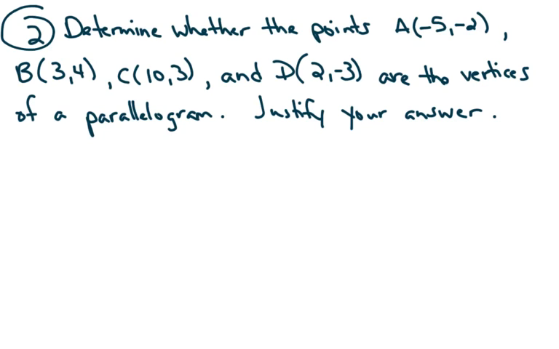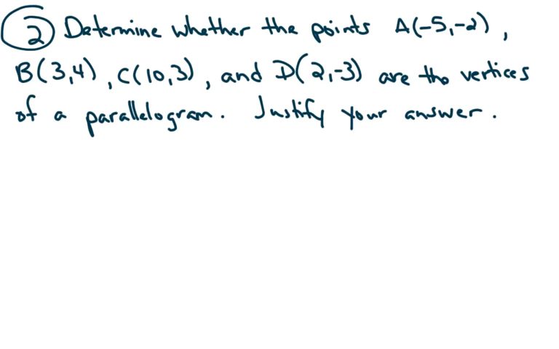Problem number 2, determine whether the points A at (-5, -2), B at (3, 4), C at (10, 3), and D at (2, -3) are the vertices of a parallelogram. Justify your answer. The reason it says justify your answer is because it's not acceptable to just draw a picture and say yes or no. There must be some other way of determining if it makes a parallelogram. So think about what a parallelogram is. In a parallelogram, opposite sides are parallel, opposite sides are congruent.